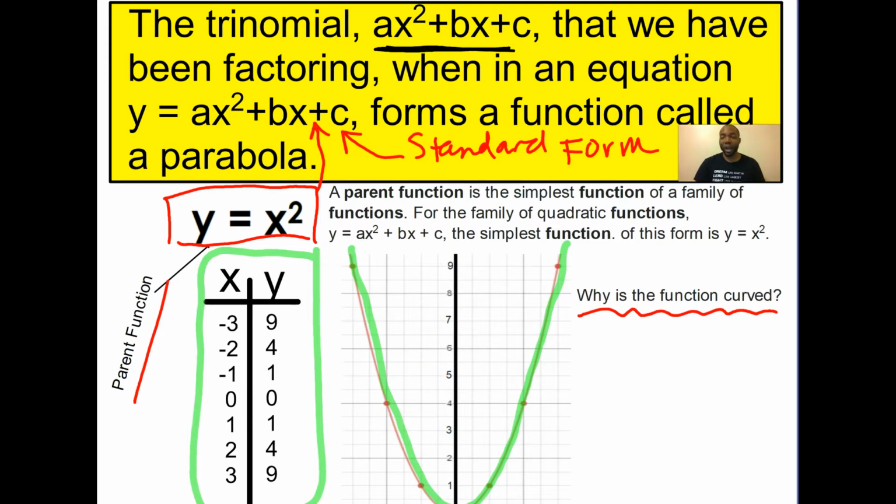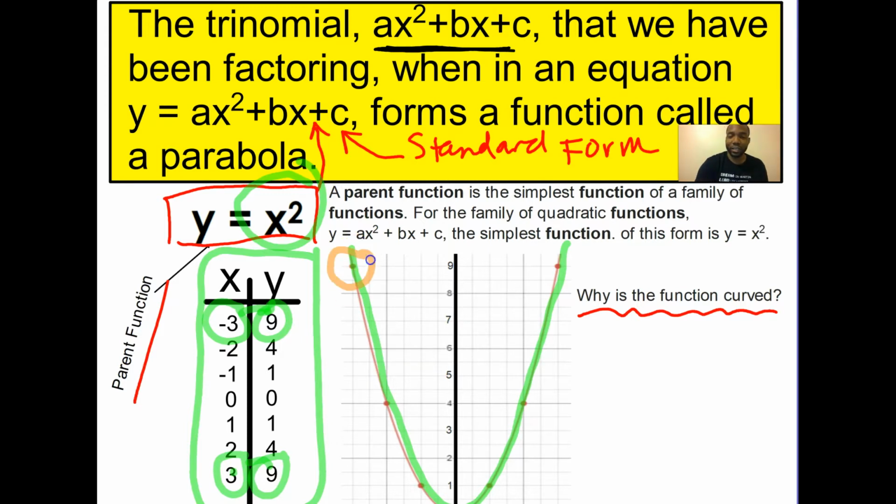All right, well, this is why it's curved. It's curved because you are squaring the number. So you put your input of -3 is 9, but your input of 3 is also 9 because we're saying a negative times a negative is a positive, and then a positive times a positive is a positive. So you see that 3, pick a different color.